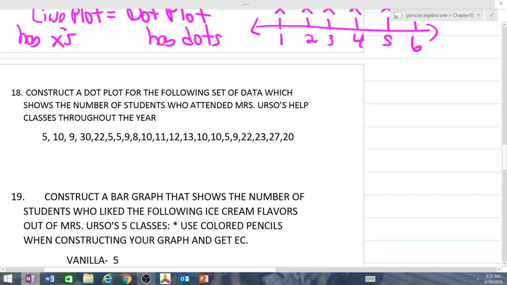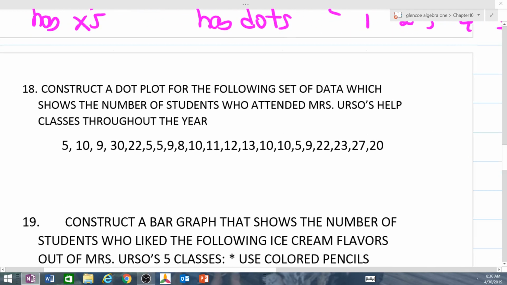Construct a dot plot for the following set of data, which shows the number of students who attended Mrs. Urso's help classes throughout the year. Okay, yesterday I had a help class, I only had 3. But we have had help classes in here where every seat has been filled. So it just depends on the subject, on the material we're covering, and so on. So let me let you guys copy those numbers down.